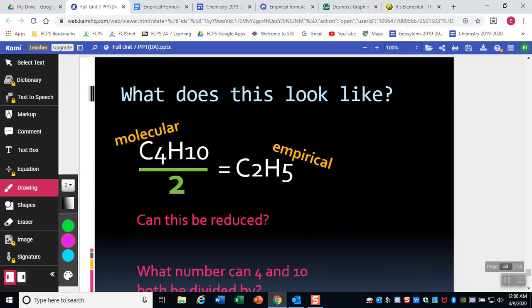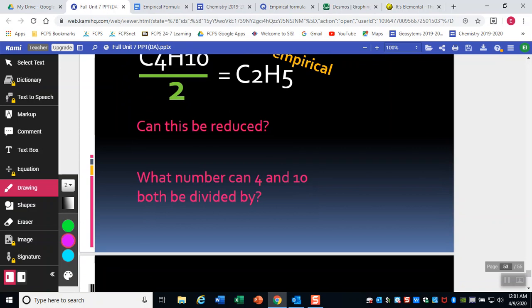So let's see what that means. So this is my molecular formula, all right? And both my subscripts are even. 4 is even, 10 is even. So that means 2 goes into both of them. 4 divided by 2 is 2. 10 divided by 2 is 5. So there we go. This would be the empirical formula because it's reduced. And the molecular formula is not reduced. If you have even numbers, you know that 2 is a common factor.